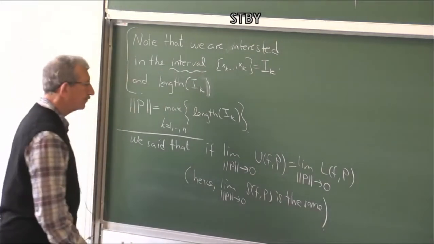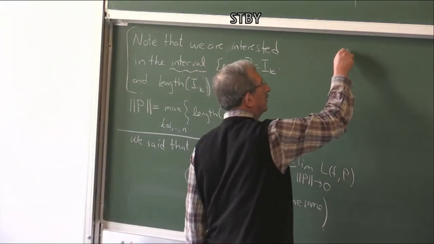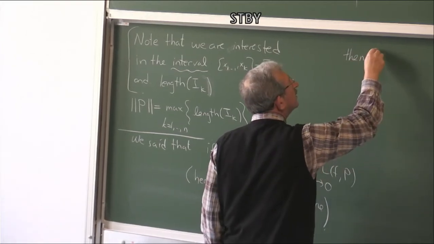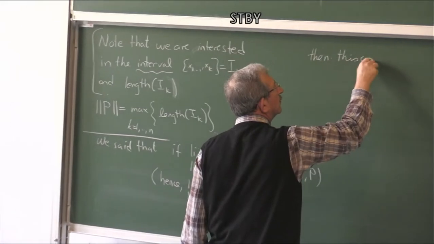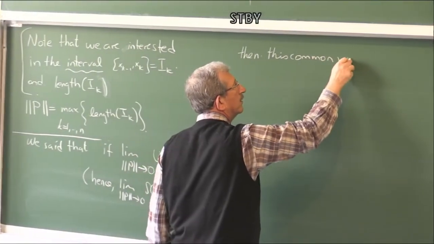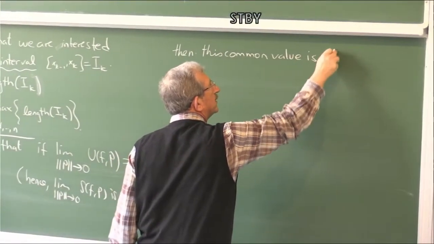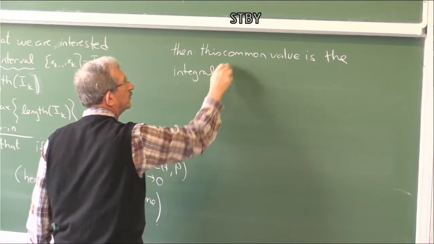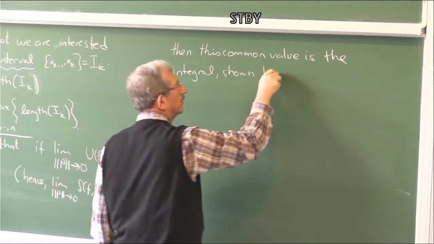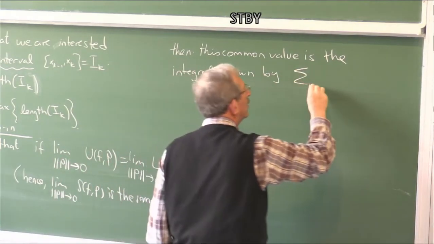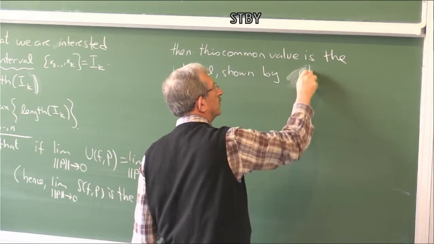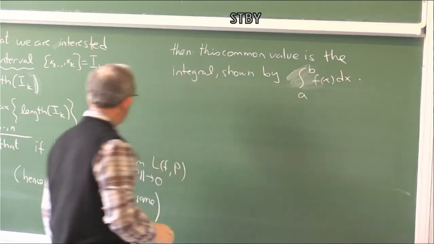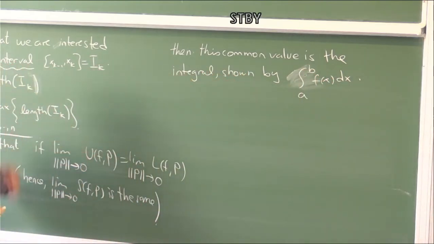Okay. Then we said that if this is true, then this common value is the integral, shown by this formulation. So this is the number which satisfies these limits. Okay.